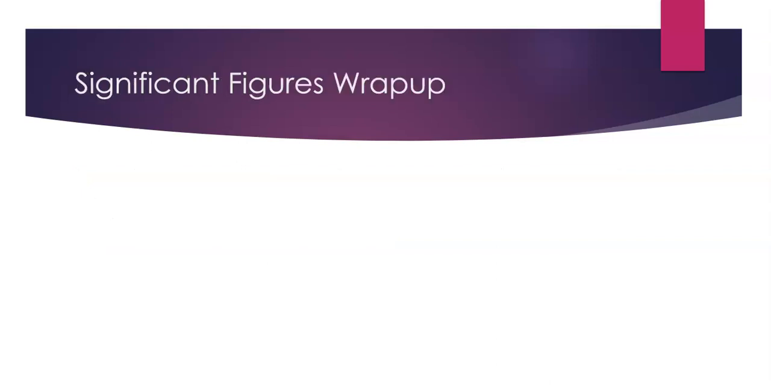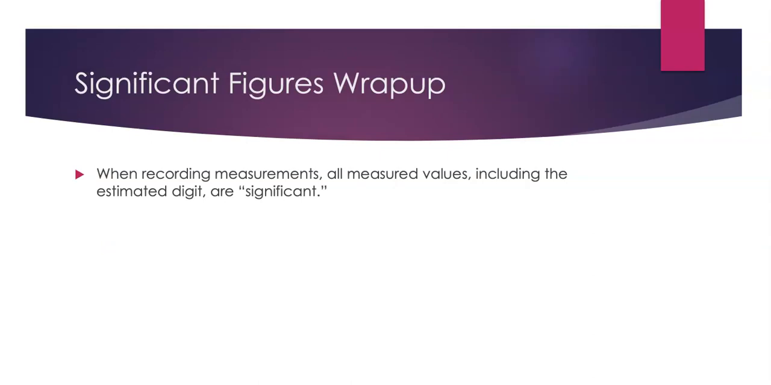So let's just wrap up here, okay? When you're recording the measurements, all of those measured values from the measurement, including that estimate digit, are significant, and you're going to write them down in your number, all right, and in your measurement with the unit. So you read that off the scale, or if you estimate it, and if it falls into those 2 categories, then it's a significant figure.